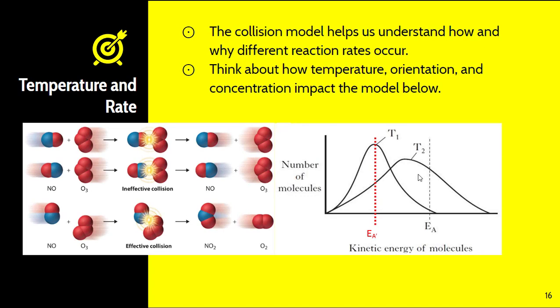And then also think about temperature and the rate as well. The collision model helps us understand how and why different reaction rates occur. So think about how temperature, orientation, and concentration impacted the model down below. Effective collisions are very important, and so the orientation of the molecule and the speed at which it takes place is very, very important. So, like I said, just kind of keep those things in mind. It goes back to what we've talked about previously, but it's a pretty straightforward concept. You just need to make sure that you're thinking about it a little bit on a deeper level.